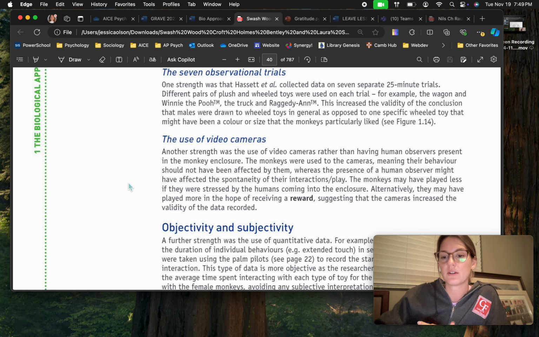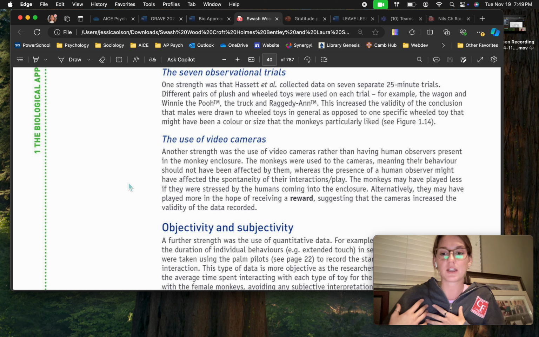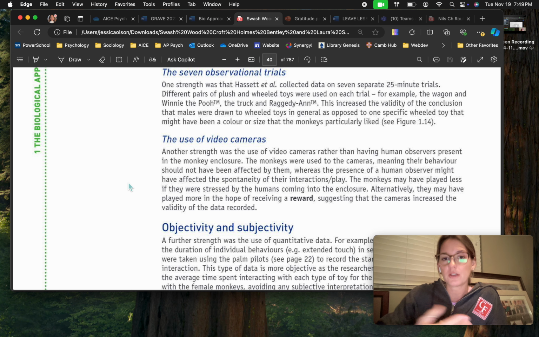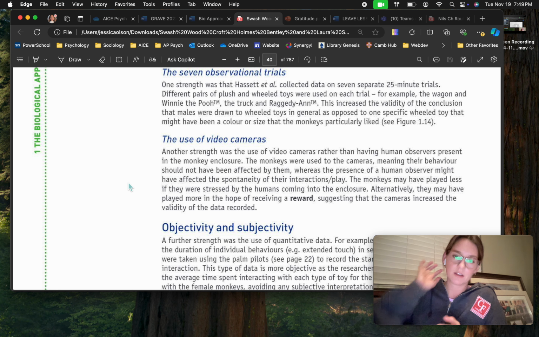But this does increase validity because one of the things that could have happened if they used the same toy or the same toy pairs is that the scent from the previous monkeys that played with it were on it, and then for the next trial, the monkeys weren't being attracted to the toy type, they might have been attracted to the scent. So by using different pairs of toys each time, this increases the validity because it takes away that extraneous variable of being attracted to scent instead.